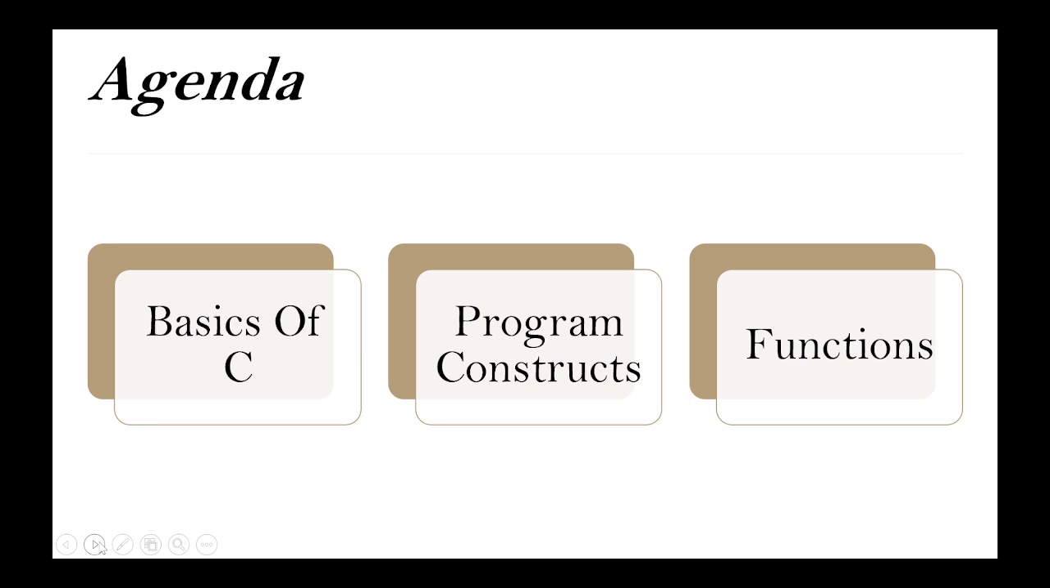In this video, we will understand the basics of C, wherein we will be discussing about variables, data types, and the different operators in C language. Under program constructs, we shall discuss about the different decision-making statements and looping statements. Functions play a very important role in defining data structures. So we will understand the importance and the syntaxes involved in writing functions in C programming.